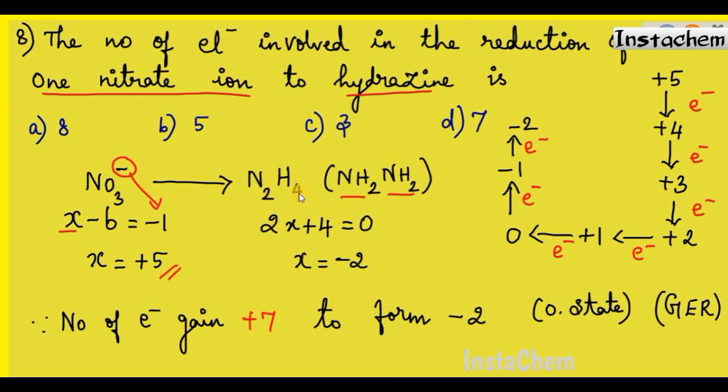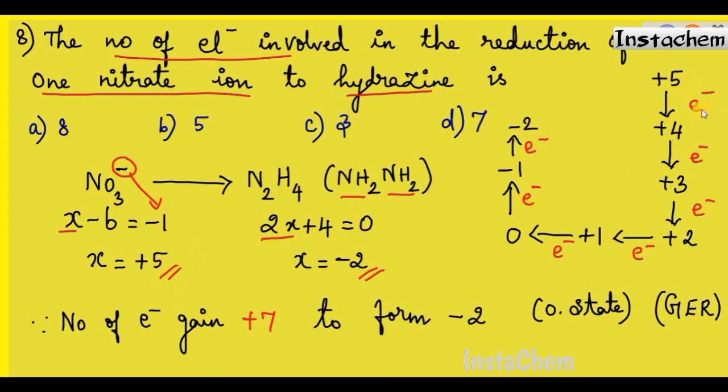For hydrazine, nitrogen 2 times, so 2x. For hydrogen, each hydrogen carries plus 1, so plus 4 in total, equal to 0. X value is minus 2, that is the oxidation number of nitrogen here. What we understand is that they are asking to calculate the number of electrons involved. That is very important. By seeing the numbers you will get confused. For that, let's write plus 5 first.